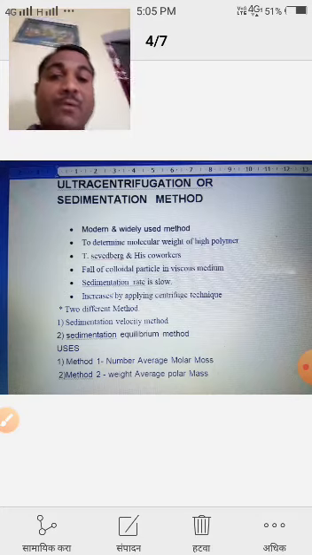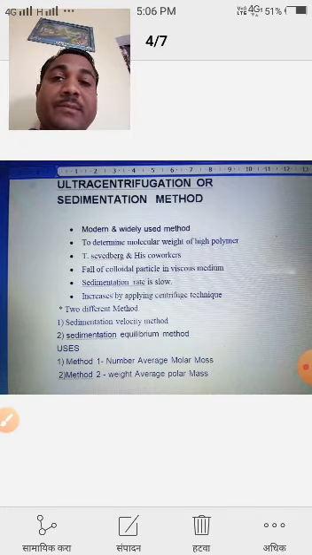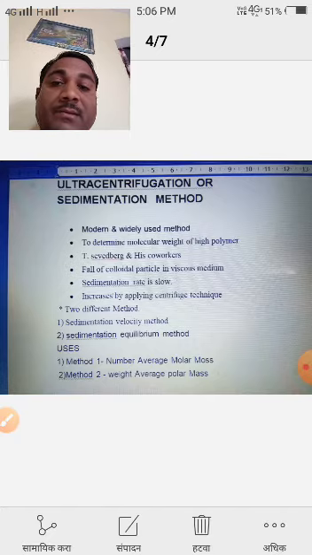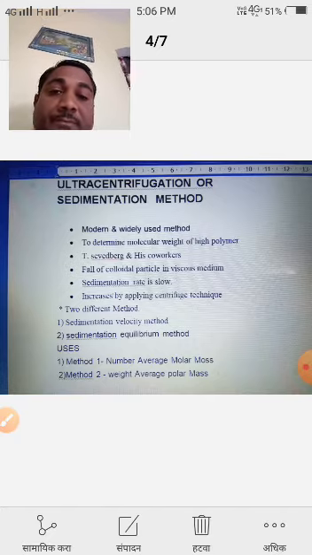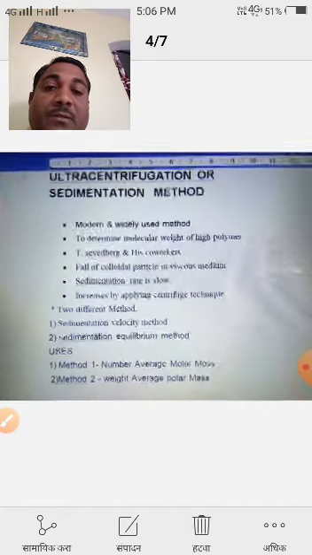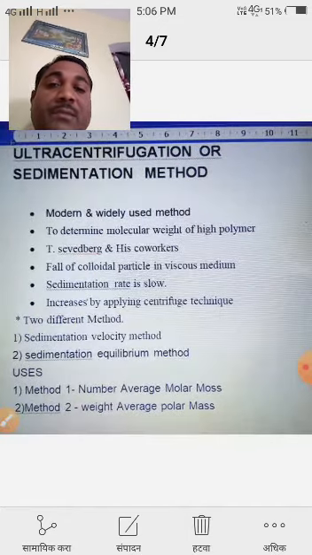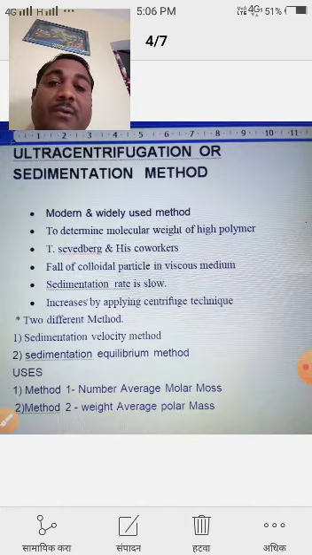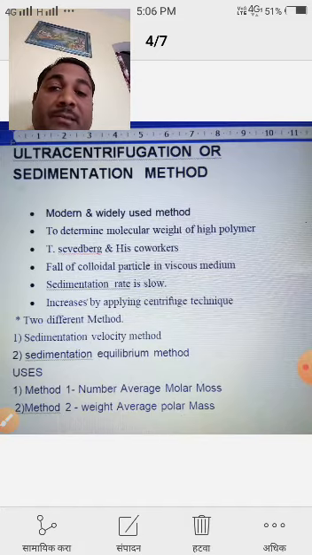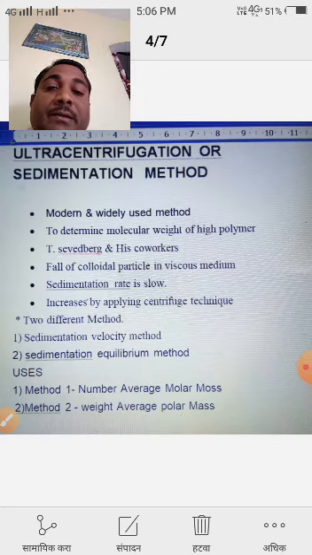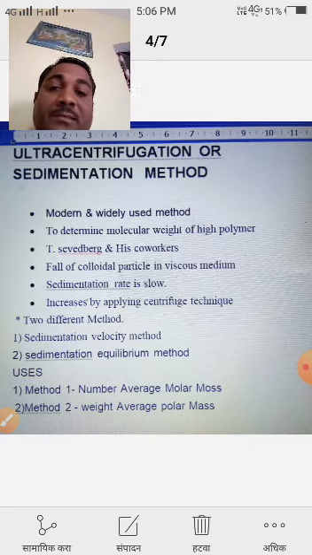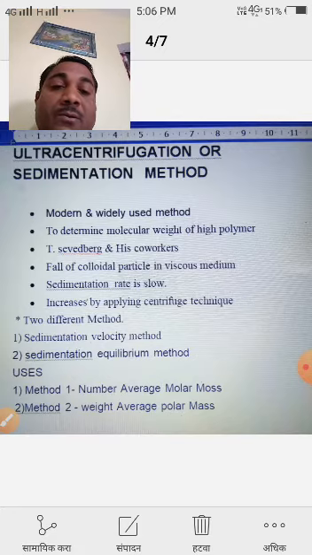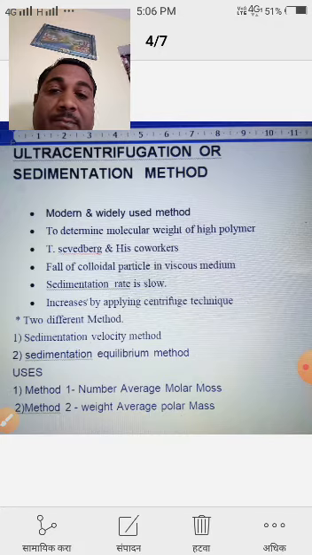The topic in the chapter molar mass and its determination of polymer chemistry. In the unit of molar mass and its determination, there is one topic: ultracentrifugation, or the sedimentation method. Today we have to discuss the ultracentrifugation techniques or sedimentation methods. We have to write some points, and from those points we will explain the ultracentrifugation techniques.